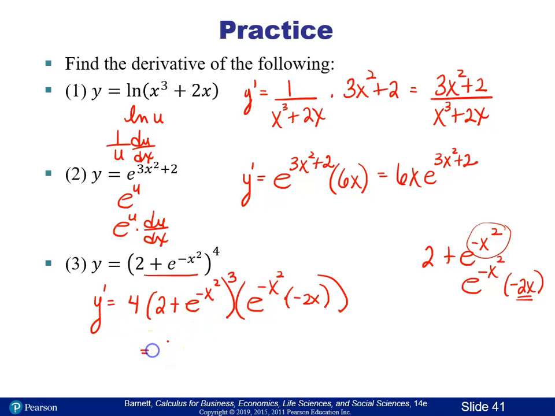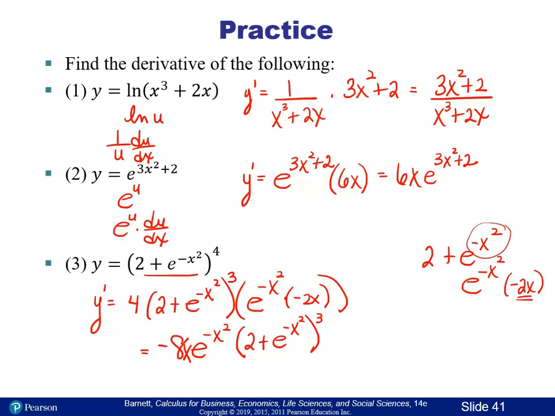And we could clean it up a little bit. The negative 2 and the 4 could combine to be -8. And then we're going to leave this parenthesis alone. That's to the third power. And I forgot my x here. There does need to be an x. And that should be all.